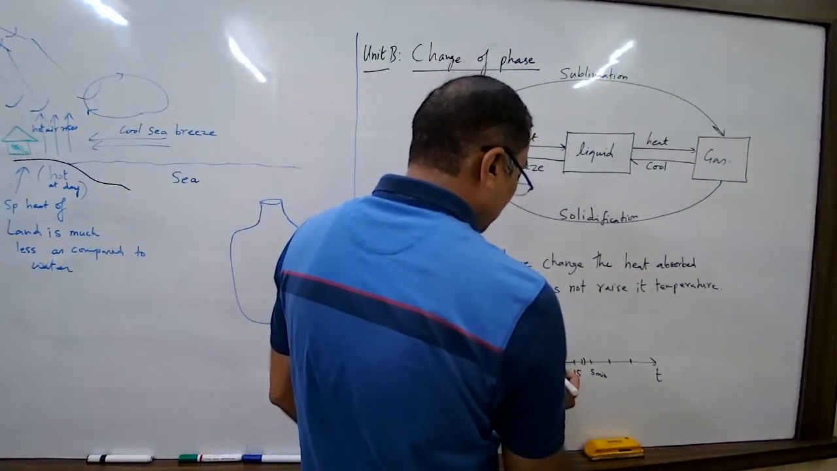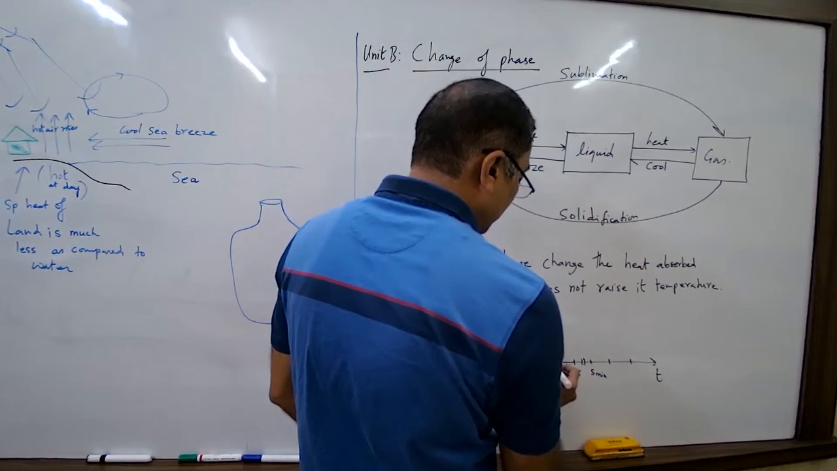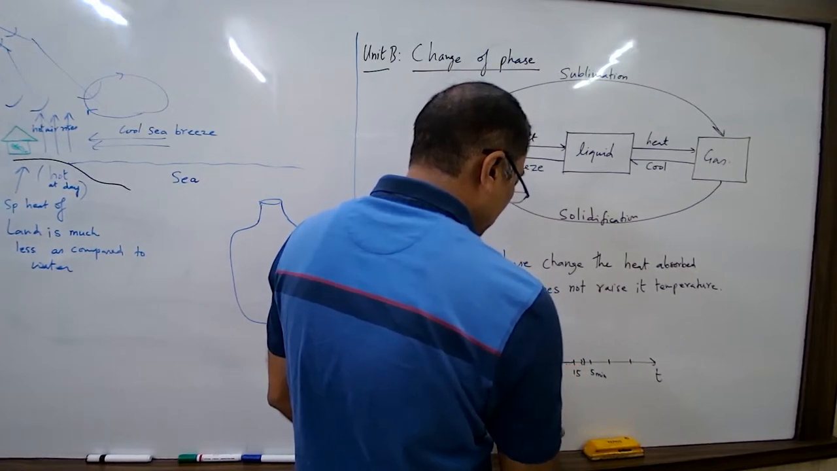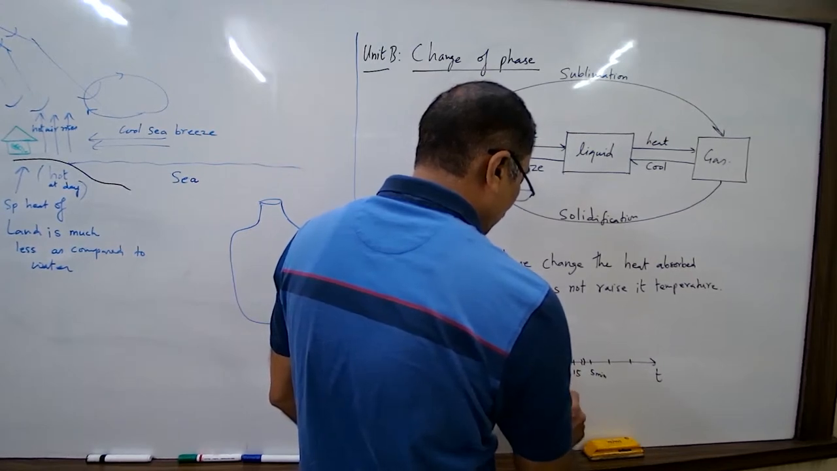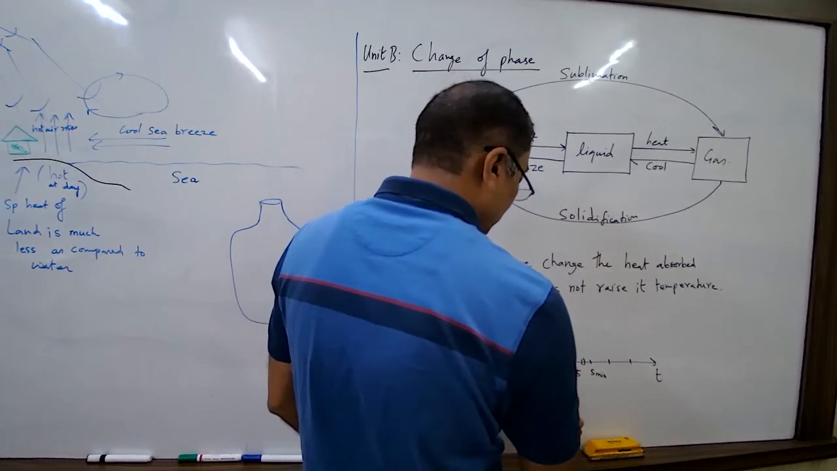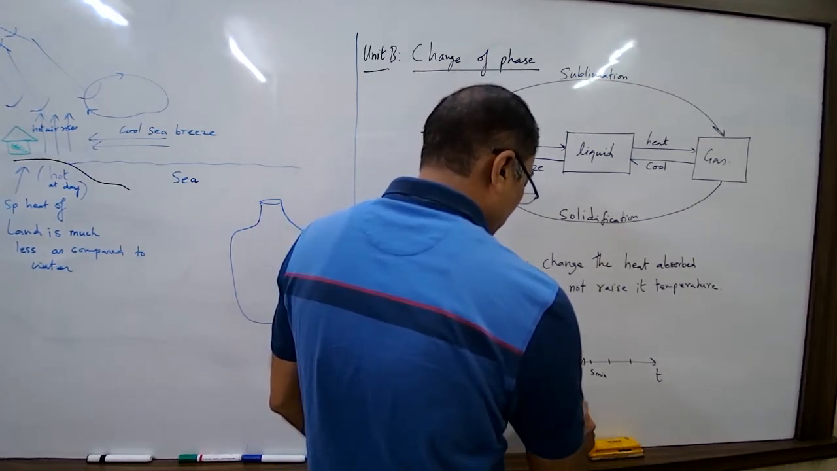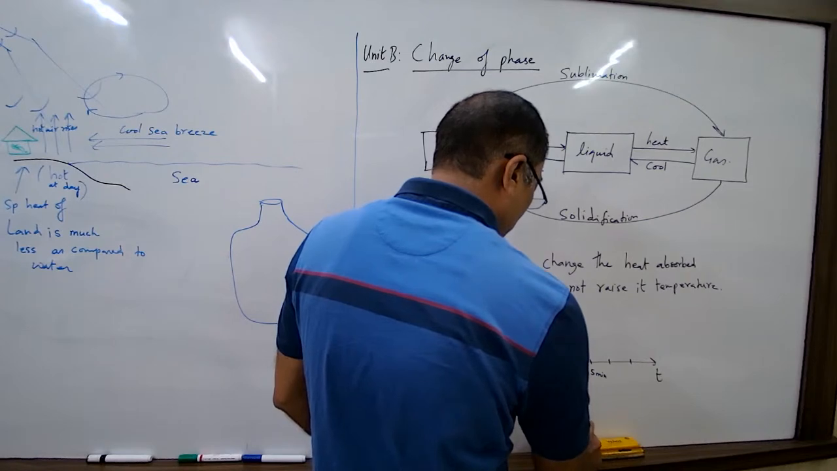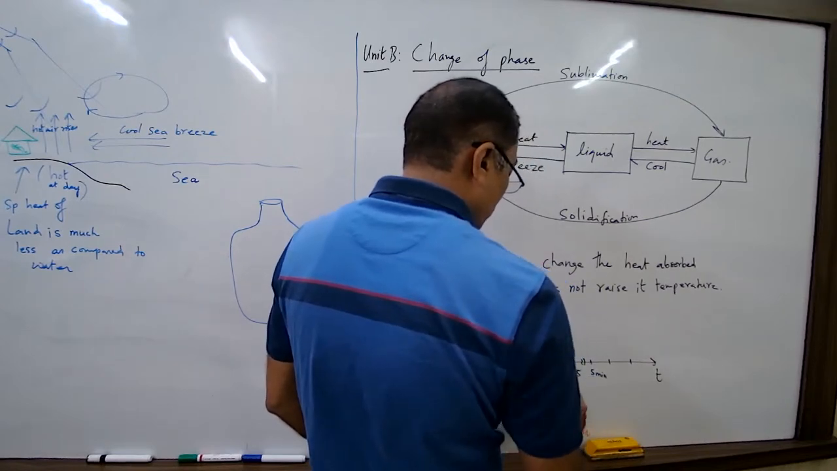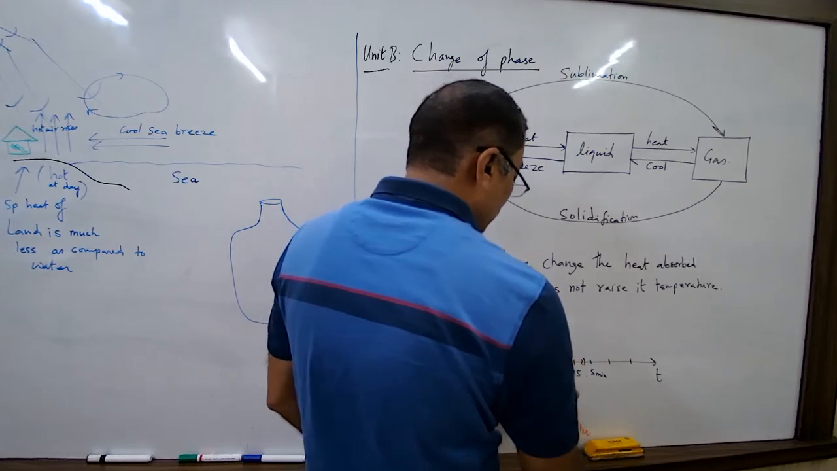Now what is happening? Let's say in the next 5 seconds it melts. So here it was ice, and here the phase change is taking place. It took, let us say, Q2 amount of heat during phase change. So the phase is changing, ice to water. Let's say it took 10 seconds for ice to water from here to here.